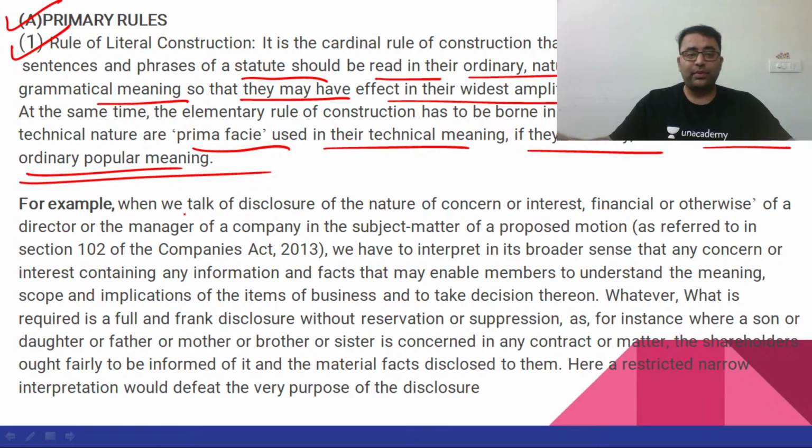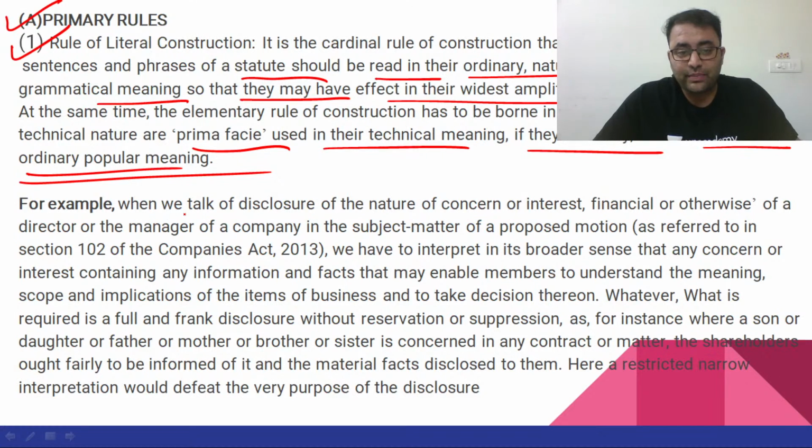Okay? For example, when we talk of disclosure of the nature of concern or interest, financial or otherwise, of a director or manager in the company in the subject matter of a proposed motion, as referred to in section 102 of the Companies Act 2013, we have to interpret it in its broader sense, that any concern or interest containing any information and facts that may enable members to understand the meaning, scope, and implications of the items of business and to take decisions thereon.